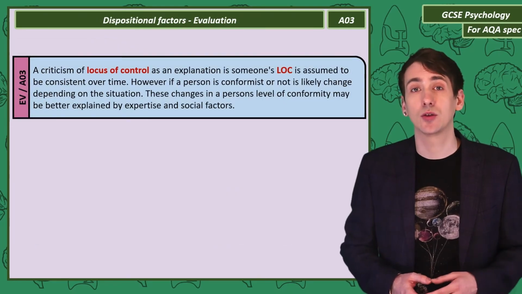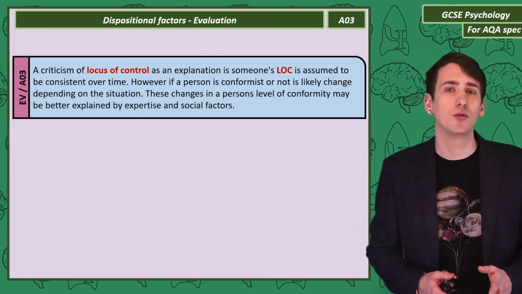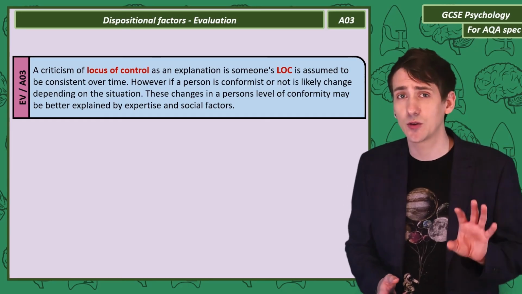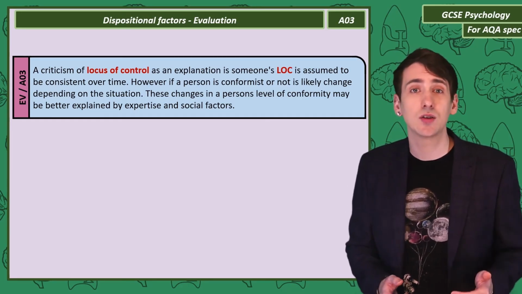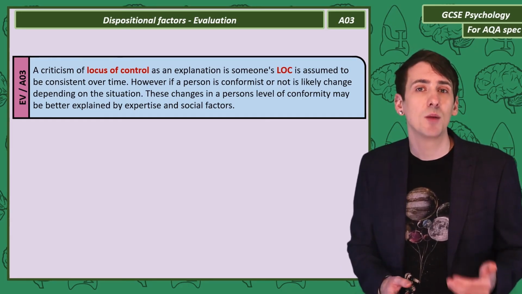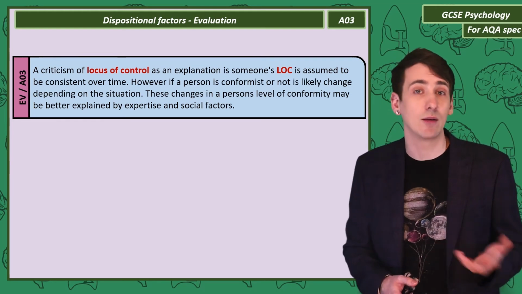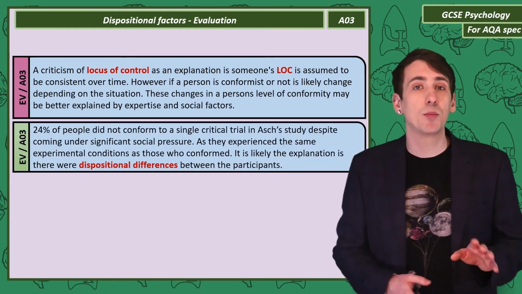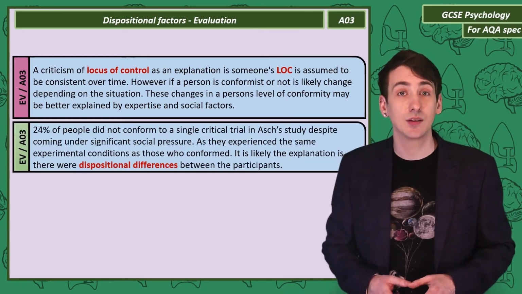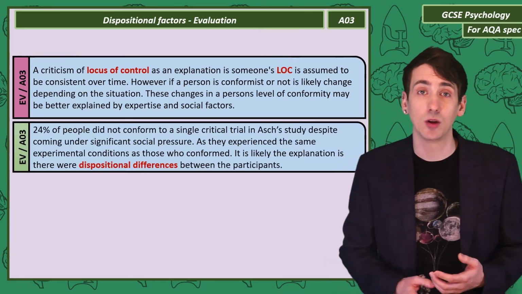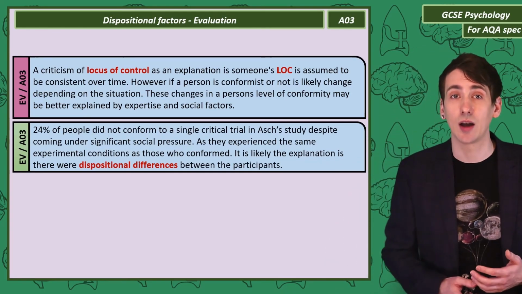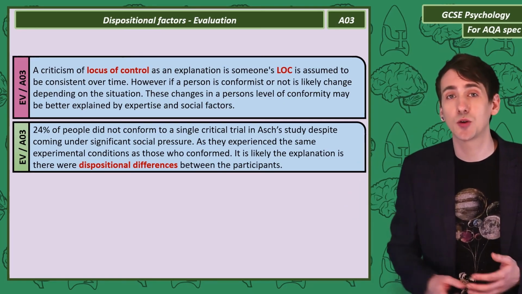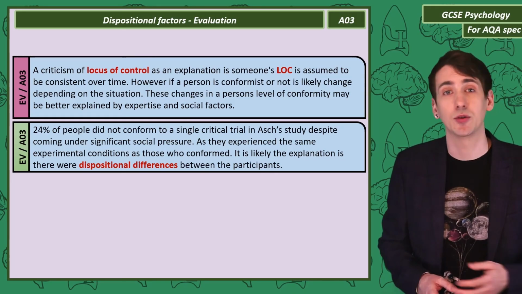A criticism of locus of control is people tend to be more conformist in some situations than others, and a person's locus of control is thought to be stable. Changes in a person's level of conformity might be better explained by levels of expertise and the social factors identified by Asch. Where a positive evaluation of dispositional factors is, it explains the behaviour of people who don't conform on a single trial of Asch's original study and the variations. They experience the same social pressure as those who weren't able to resist.